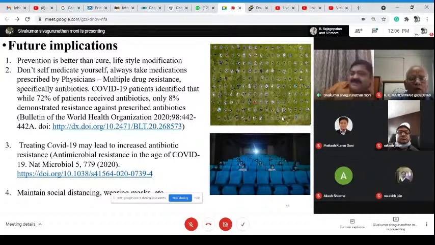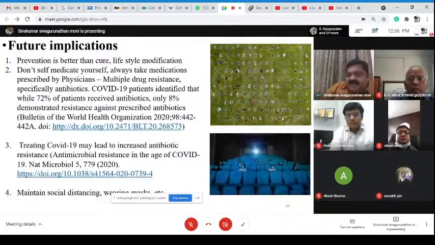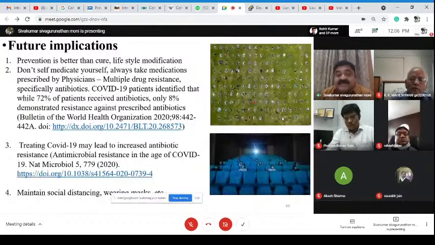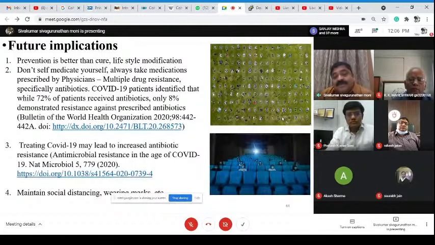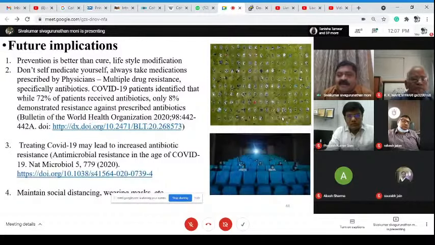And don't self-medicate, immediately taking antibiotics whenever any infection comes. It's the greatest task. WHO has reported about 8% antibiotic resistance observed in COVID, the SARS-CoV-2 virus infectious stage. Especially in severe acute pulmonary edema, they have been treating with antibiotics to suppress secondary infection. Many reports show that 8% in total, multiple drug resistance, antibiotic resistance, has been observed. So antibiotics, if necessary, should be taken only under medical supervision.